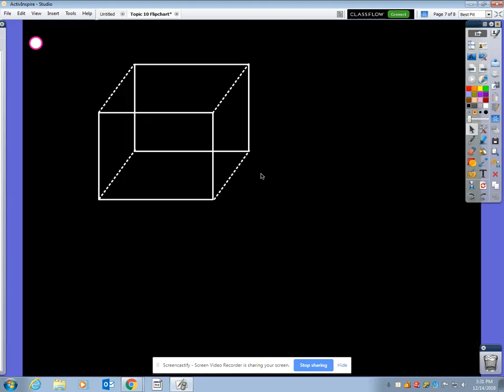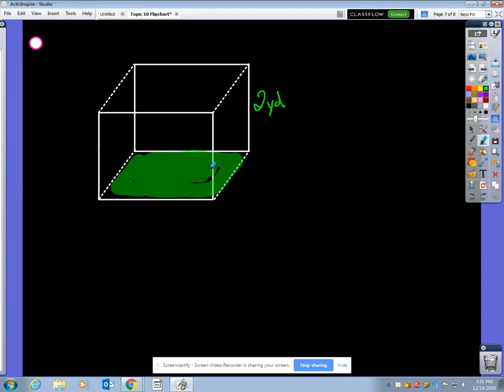So we have a rectangular prism here. And let's say, we'll keep it simple here, that it is 2 yards high. So h, that's the height. I don't know what my length is and I don't know what my width is, but what I do know is the area of the base. So the area of the base is going to be this section right in here that I do know. It's this bottom section. It's completely colored in, and I know what the area of the base is.